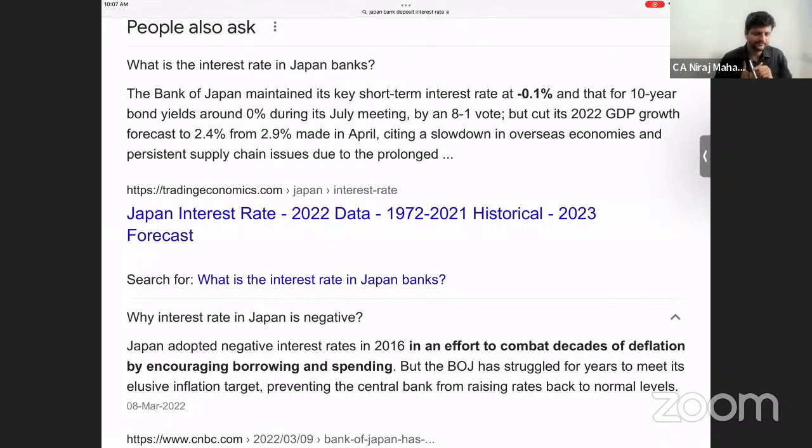I borrowed 1 crore. I repay 1 crore over a period of 10 years, but at 0 rate of interest. So I'm not paying more than 1 crore, I'm paying exactly 1 crore, but over a period of 10 years. So in fact, this is very much beneficial to me.